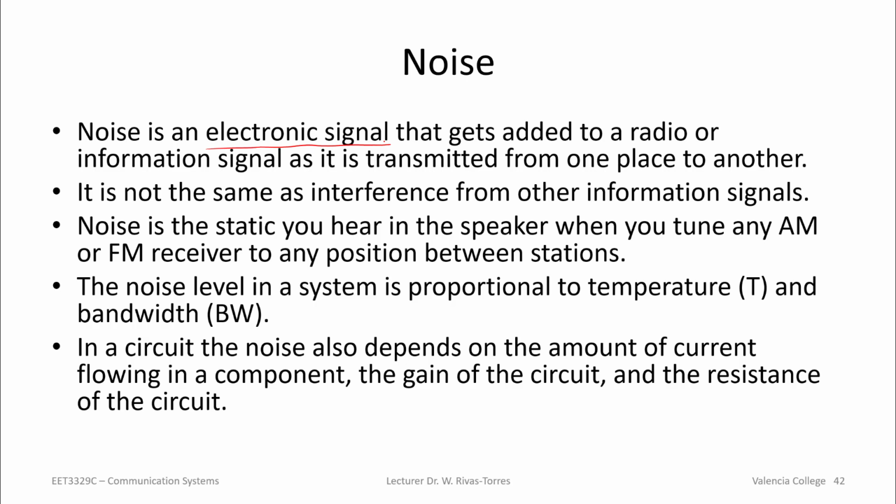Now, noise is not the same thing as interference, right? Interference from other information signals or signals in general means that somehow this other signal has corrupted your signal, right? And noise has a corruption type of effect on your signal, and it can destroy your information depending on the levels of the signals and the noise, but it is not thought of as an interference, right?